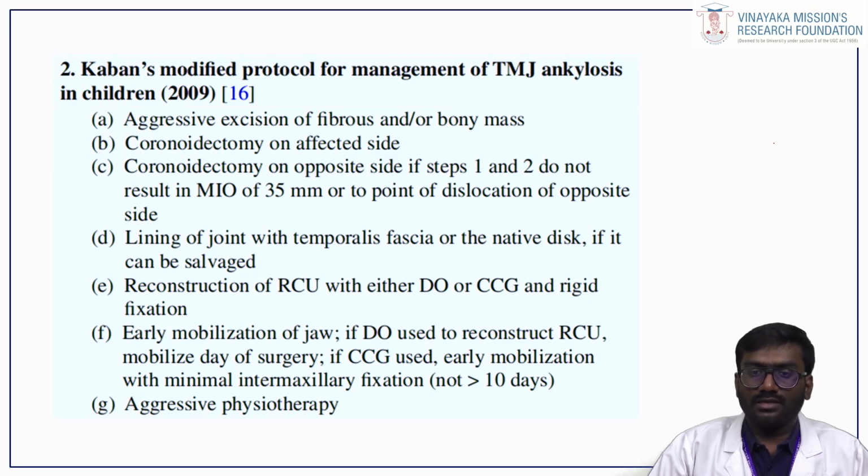So the first 4 points remain the same. From the fifth point, instead of reconstructing with costochondral graft, you can have another option called distraction osteogenesis. You can have CCG, that is costochondral graft, if it is a young child. If it is beyond 10 years or in an adult, you can use something called distraction osteogenesis.